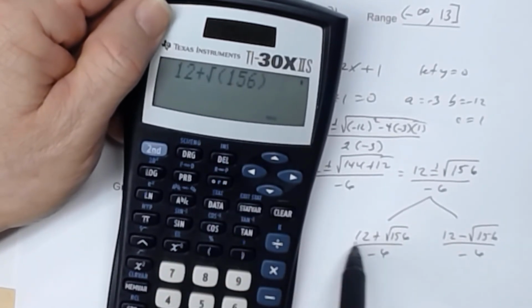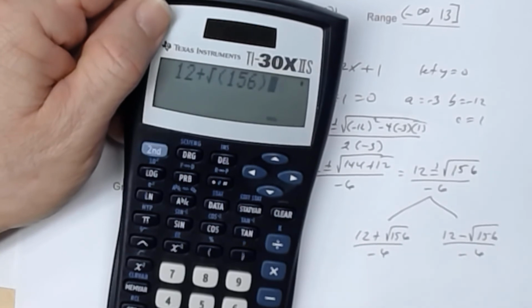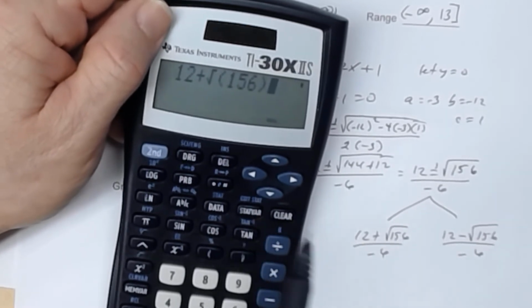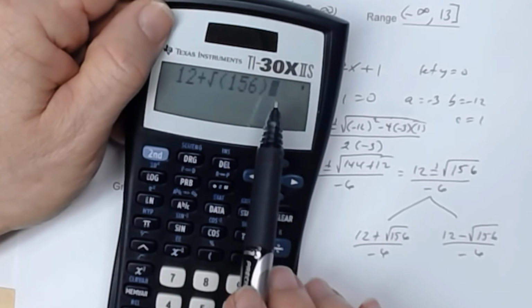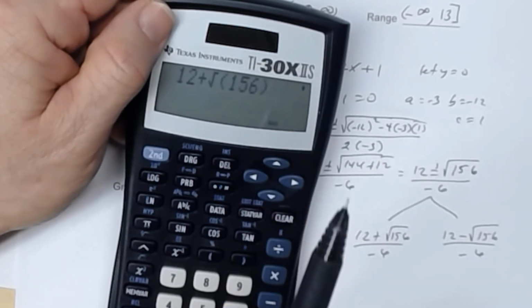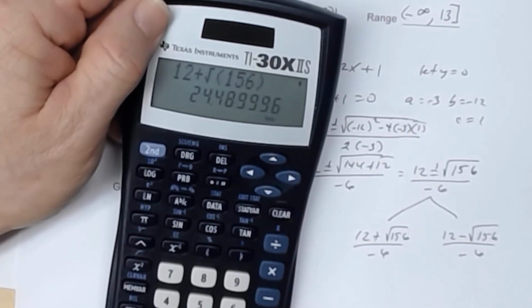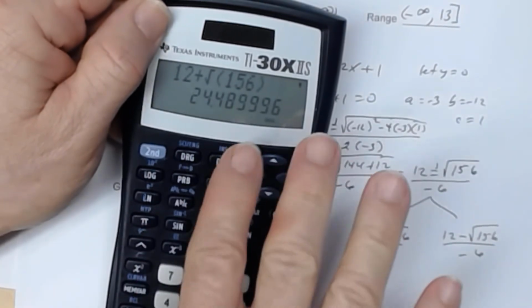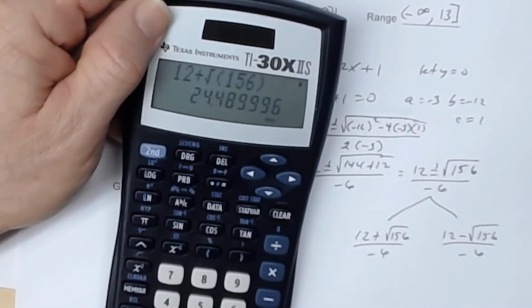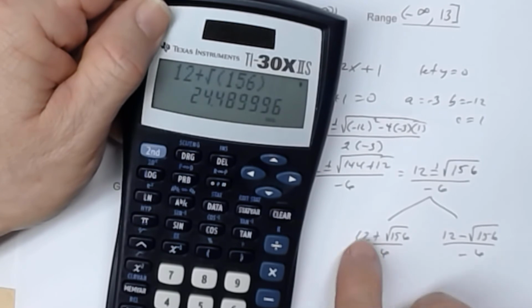But this whole thing has to be divided by negative 6. So that's why, listen carefully. Find the numerator first, just like this, and then press equal. So that's the numerator. Now don't leave it like it is. Don't do anything else. Then you say, all right, now that's the numerator.